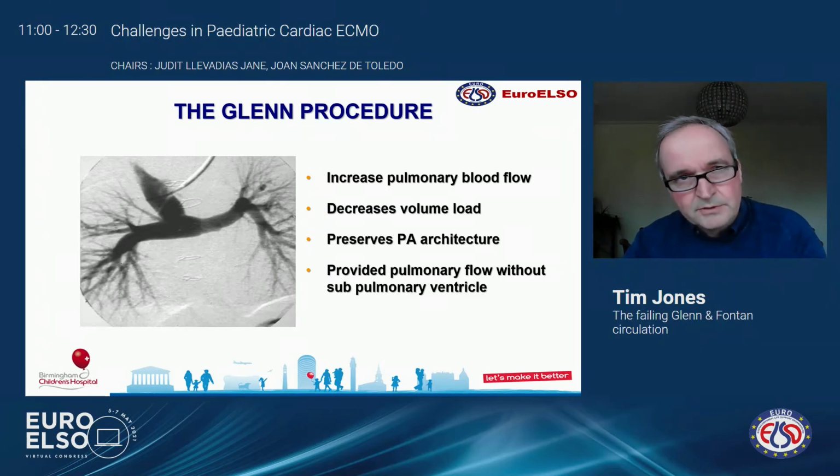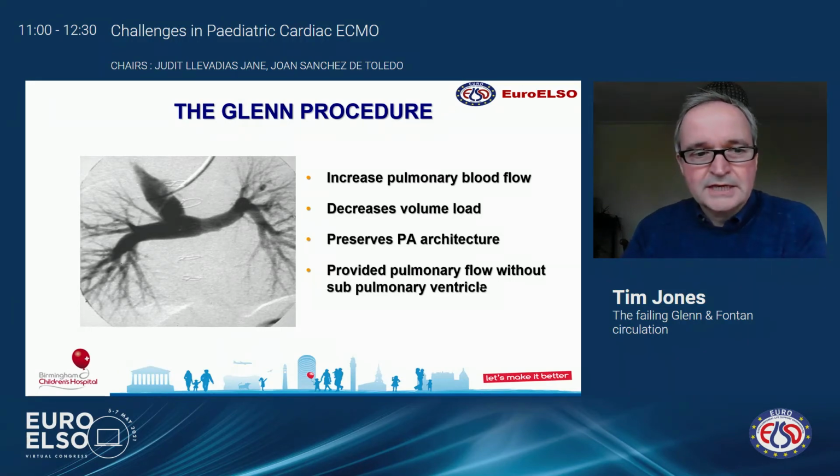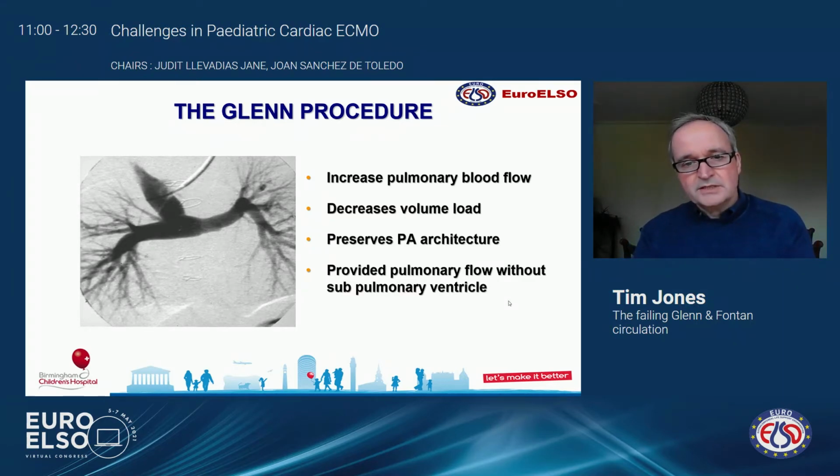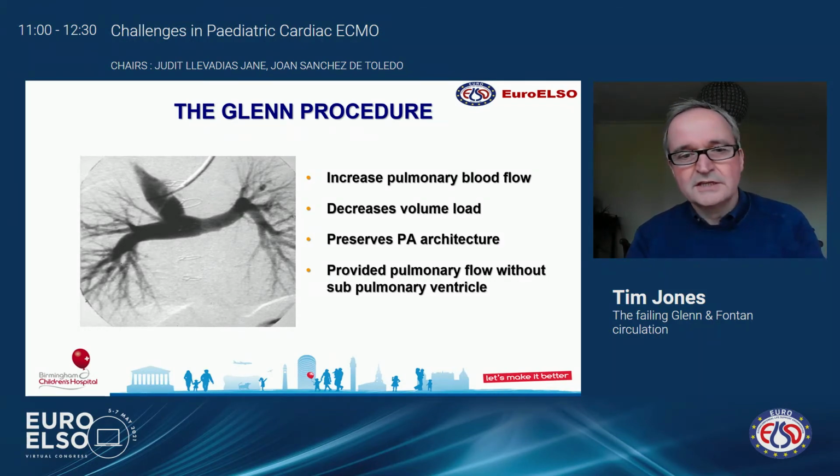In putting the SVC into the PA architecture, we decrease the volume loading in the heart. So we take the heart down the Starling curve with a decrease in preload. We also preserve PA architecture, which is important; I'll come on to that. Ultimately, the goal is to provide pulmonary blood flow without a subpulmonary ventricle. So in normal circulation, blood is pumped into the lungs, but here, blood flows passively. I'll come back to that in a minute, because that's one of the cruxes as to why this circuit can fail.